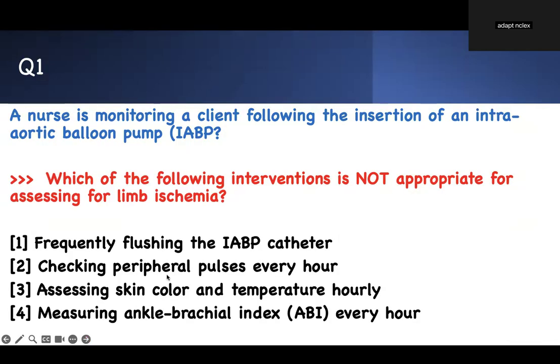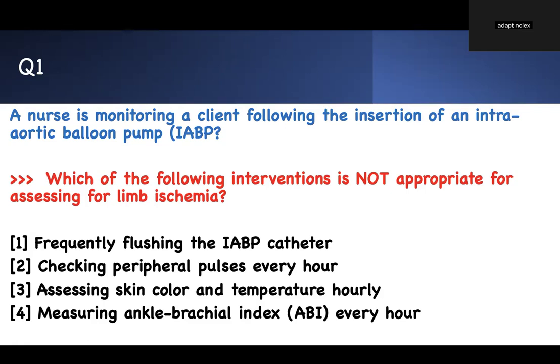This is the question. How do you answer the question? Read it from the back and find out what is the buzzword. Which of the following interventions by the nurse is not appropriate? Wrong answer for assessing for limb ischemia. What is it associated with? The nurse is monitoring a client following insertion of an intra-aortic balloon pump. What is the problem? Think about it.